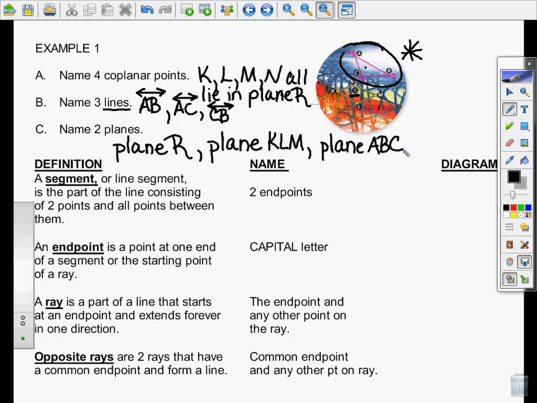So it really doesn't matter what the order of the letters are, as long as they're sequential and you're not bouncing around. Like for the bottom one, I wouldn't call it NLM or KML. I wouldn't do that necessarily. I think I would stay sequential.